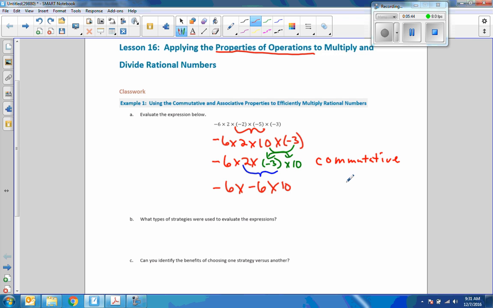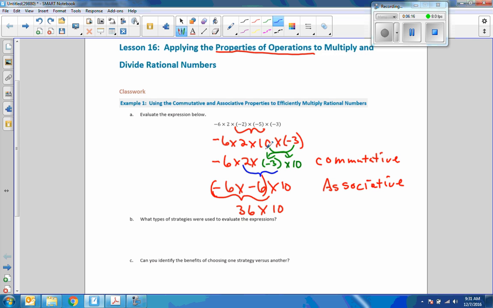Commutative property of multiplication. Rearranging this, okay? So now I have -6 times a -6, which is a positive 36 times 10. Okay? So really what I can do is put parentheses around the thing I'm doing and call it associative, because we're changing our parentheses.